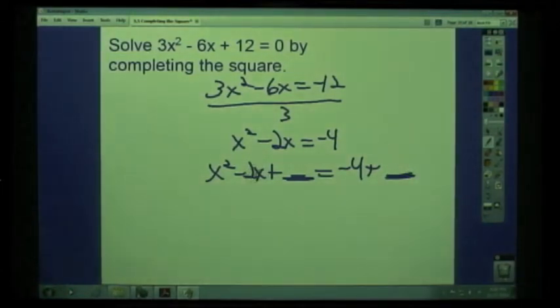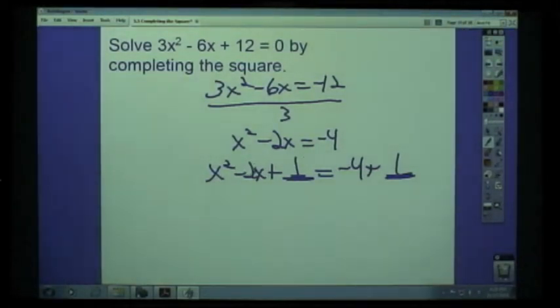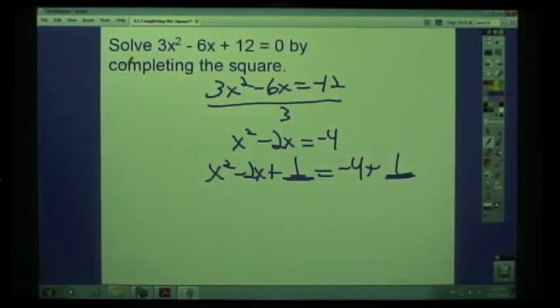Since it's negative 2, I'm going to divide negative 2 by 2 and square it, and that's going to give me positive 1. Positive 1 is what I'm going to add to both sides. If this was 10 million right here, I would divide it by 2 and square it. If it was 13 over 6, I would divide it by 2 and square it. It doesn't matter what this is, divide it by 2 and square it. That is called completing the square. You're making it happen. You're making it work.